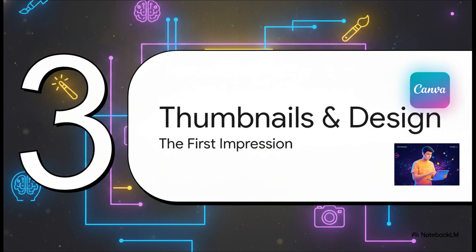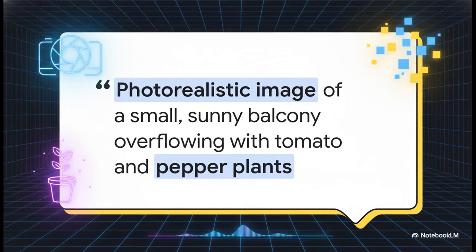Next up, Section 3. AI thumbnails and design. Okay, so now that we're fully optimized for search, we need a scroll-stopping visual to actually capture the click. Your title and thumbnail are your first impression, right? Well, Canva's Magic Studio is the perfect free solution here.